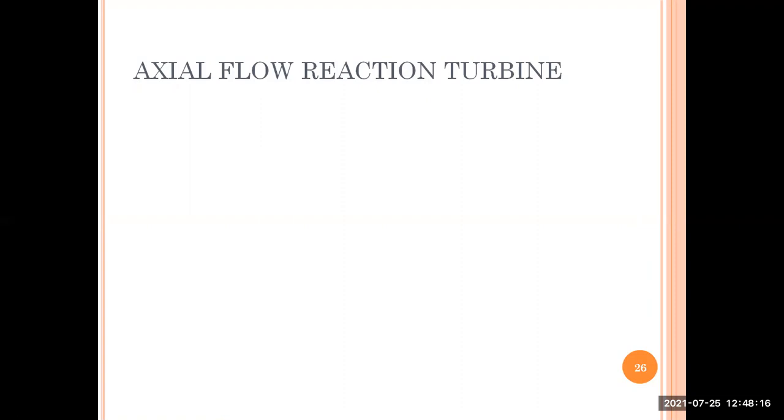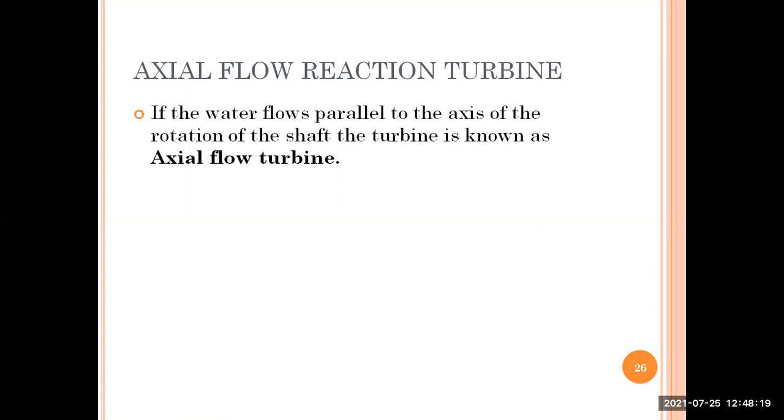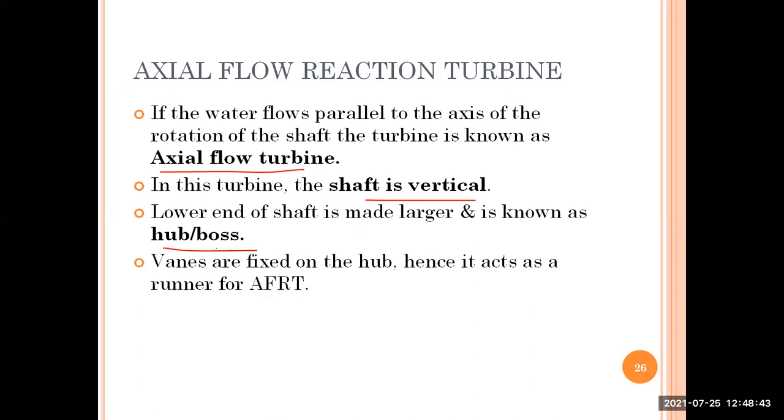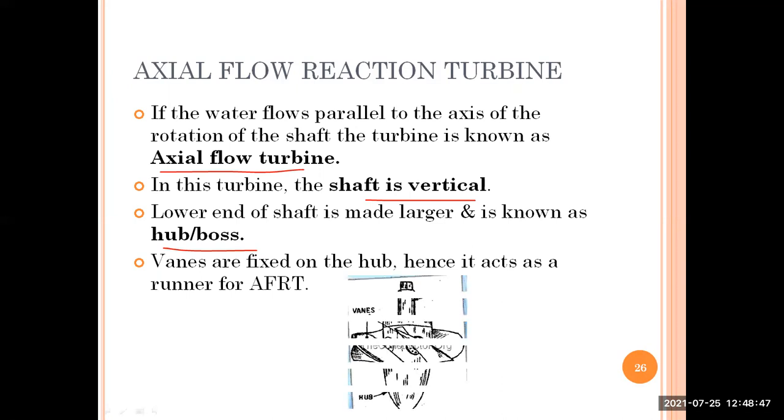So what is the meaning of axial flow turbine? If the water flows parallel to the axis of rotation of the shaft of the turbine, then that turbine is called an axial flow turbine. In an axial flow turbine, the shaft will be vertical, and the lower end of the shaft is made larger, which is called the hub or boss. On that hub, the vanes are fixed. Hence, that hub will act as a runner.